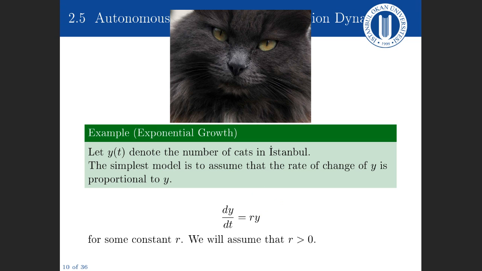For the first example, I want to talk about cats. Let y(t) be the number of cats in Istanbul. We want to model the number of cats in Istanbul, and the simplest model would be to assume that the rate of change of y is proportional to y. In other words, the simplest model is one where we assume that dy/dt is equal to some constant r multiplied by y. And we're going to be assuming that r is a positive constant.